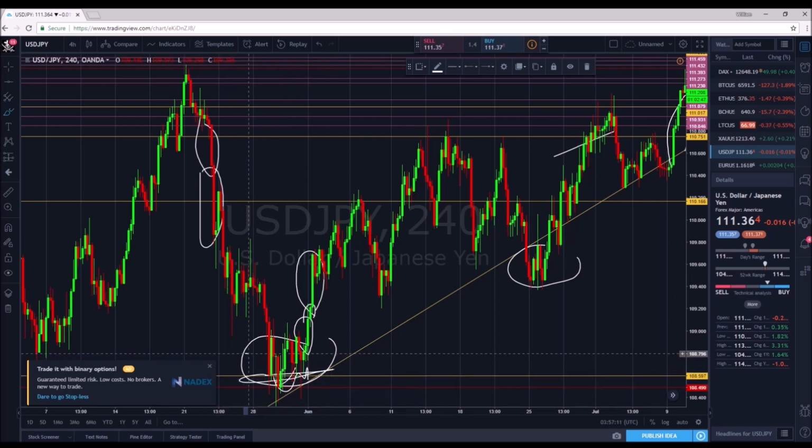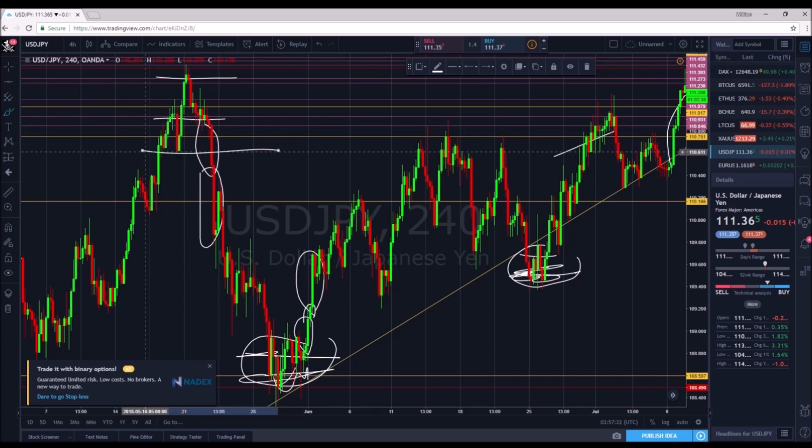I'm not trying to trade those. This is just ranging. The market's moving sideways. I'm not trying to trade that. I'm waiting for it to break out of these areas. I'm watching these areas right here for breakouts. So once price breaks these support and resistance areas, I'm looking for little pullbacks and entry points from a smaller time frame.